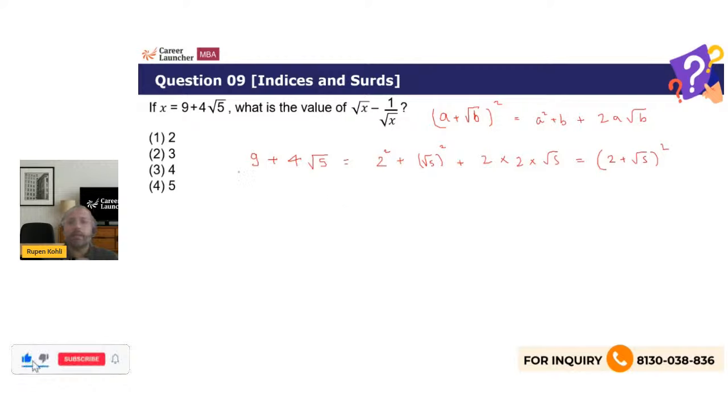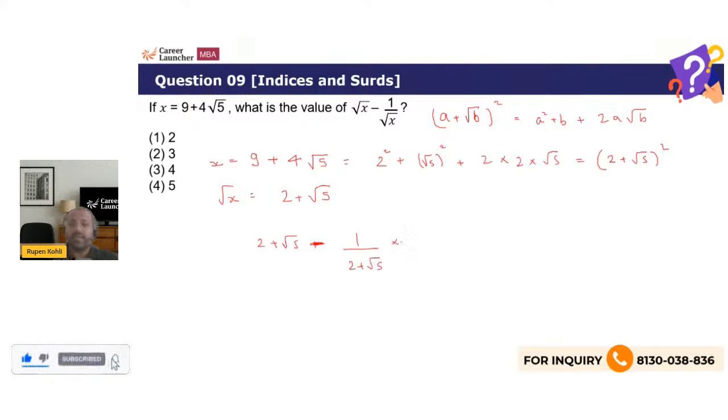Right? So if this was x, then my root x is 2 plus root 5. That is the main thing that you have to understand. Now doing that is not challenging. You have to find root x minus 1 by root x. So you have to do 2 plus root 5 minus 1 over root x again. So 2 plus root 5. Remember, root 5 is more than 2.